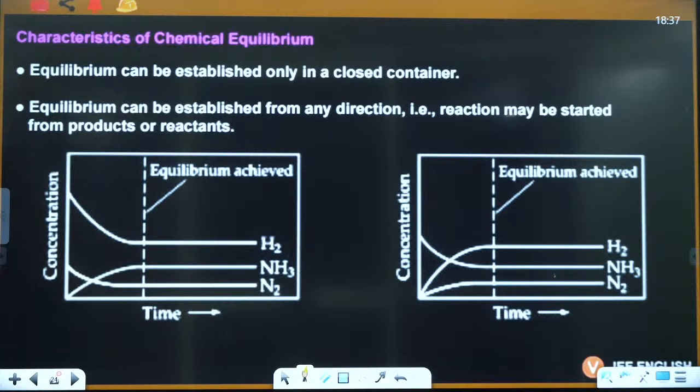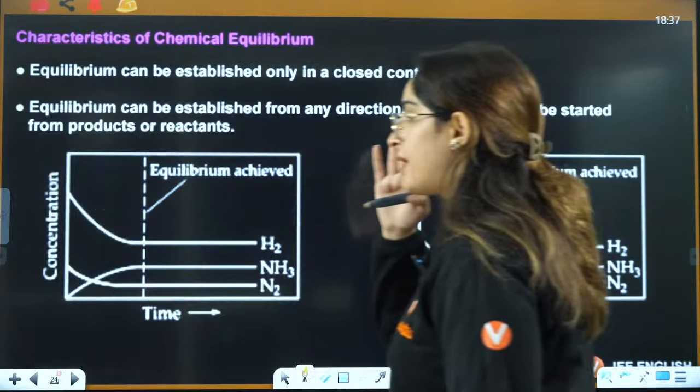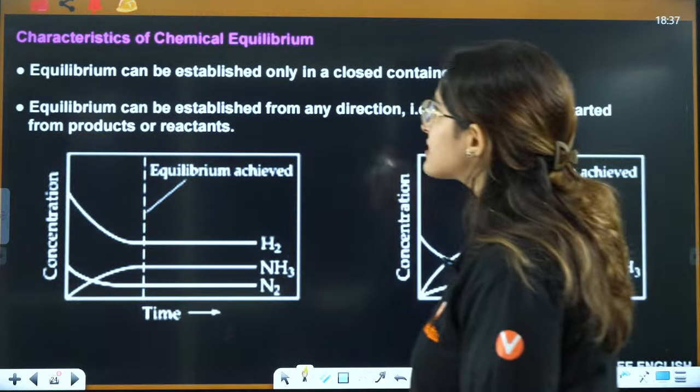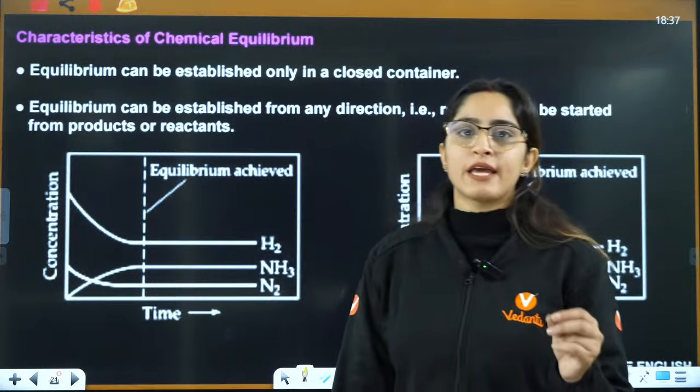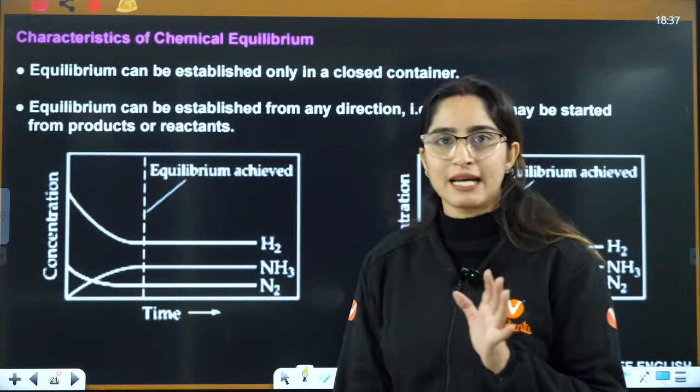Now let's talk about the characteristics here. Easy peasy, and still very few students have answered. Let's see the next one. Next is characteristics of chemical equilibrium, right?